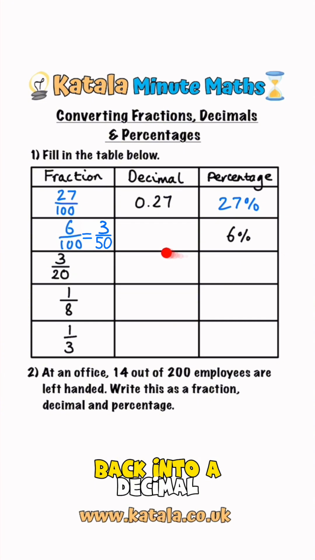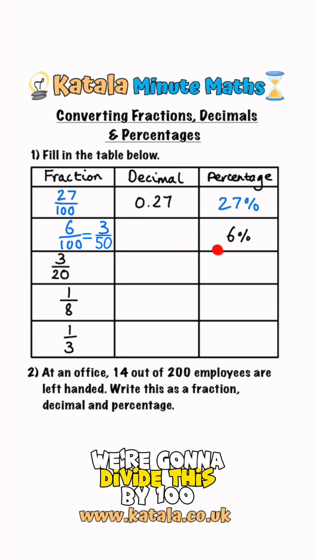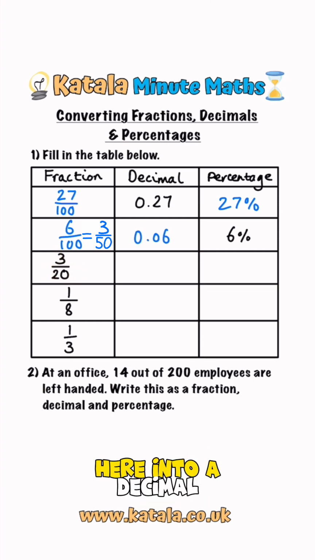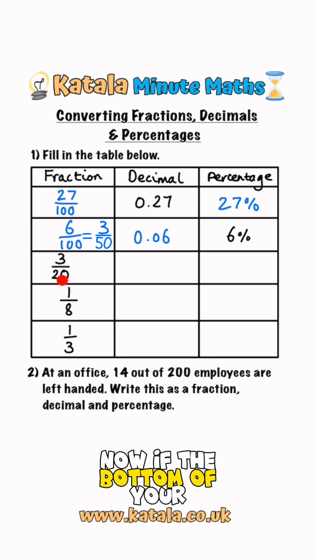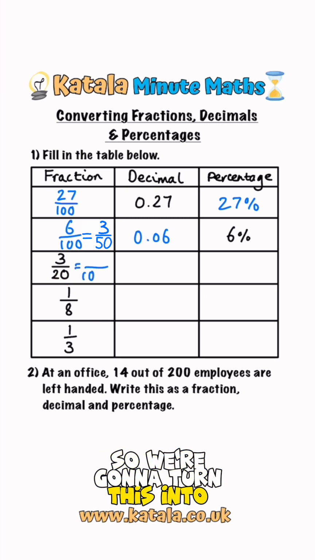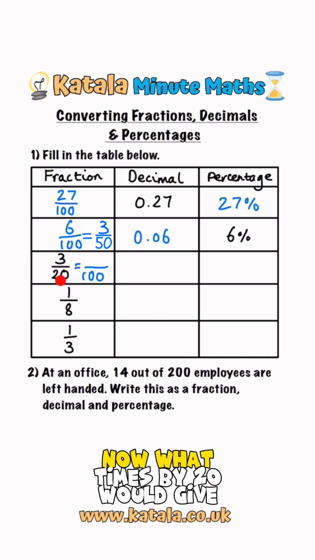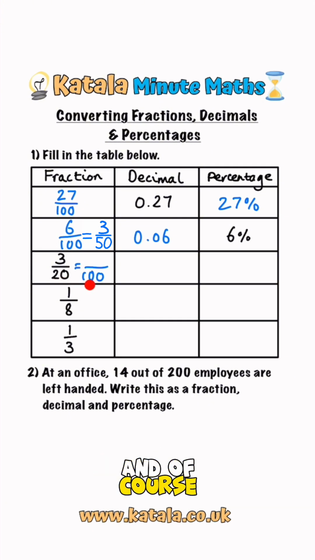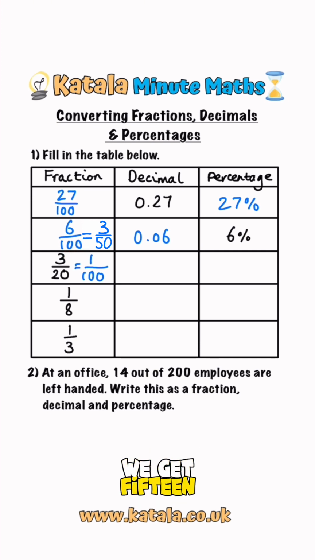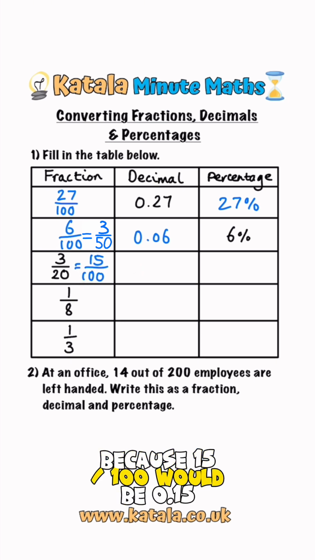And to turn a percentage back into a decimal, we just do the opposite of what we did up here. So instead of timesing by 100, we're going to divide this by 100 and we get 0.06. Now to turn this fraction here into a decimal, we're going to use a little trick. If the bottom of your fraction can go into 100, I strongly recommend you do so. So we're going to turn this into something over 100. Now what times by 20 would give us 100, and of course that's going to be 5. So timesing 3 by 5 as well, we get 15. Now this is then much easier to turn into a decimal because 15 divided by 100 would be 0.15.